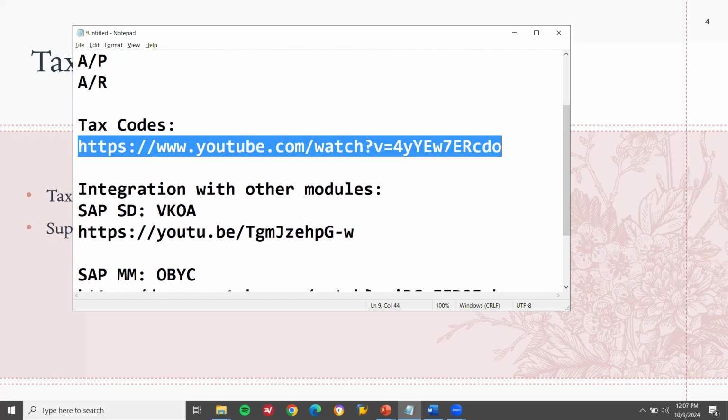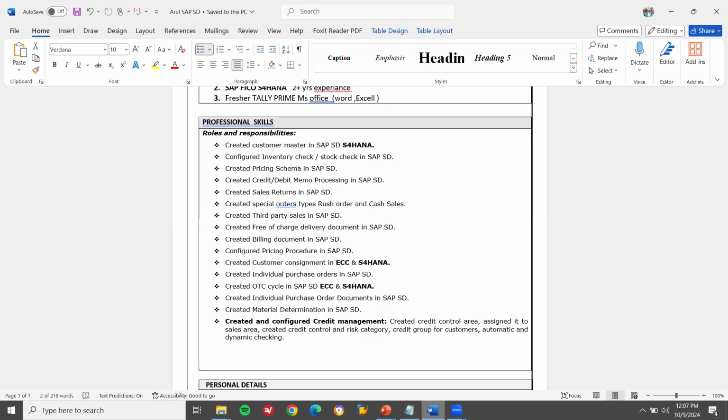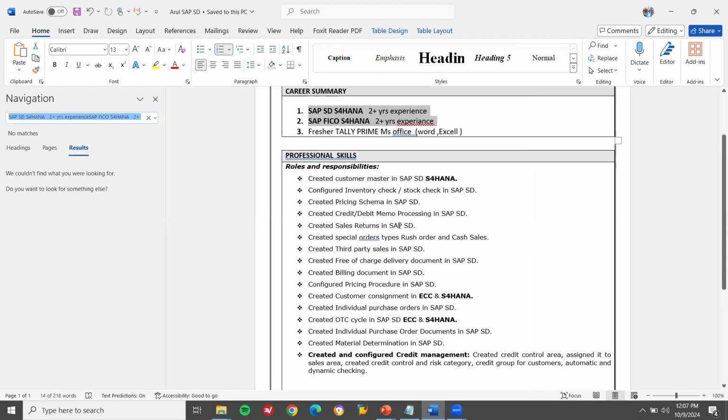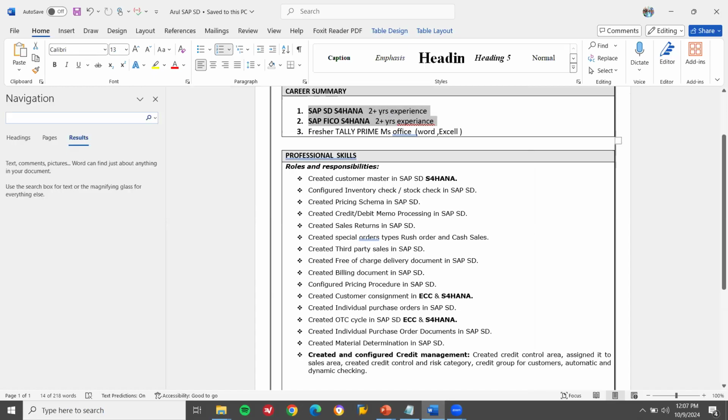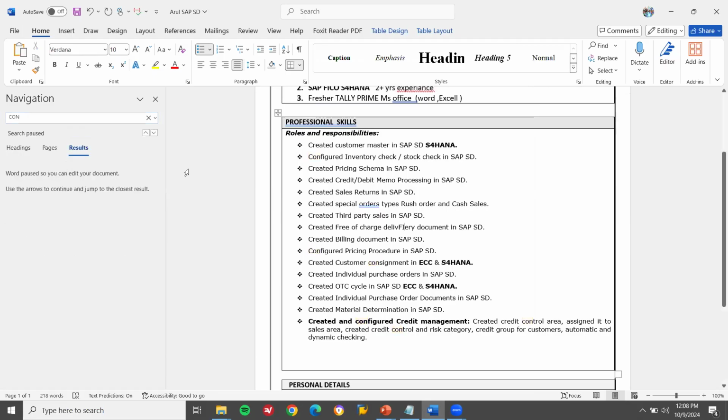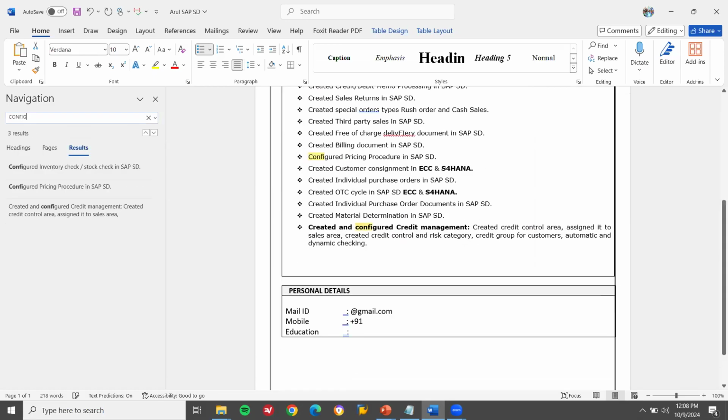See here, I have one more resume, of a person whose interview I have taken. He says he has 2 years of experience in SD and FICO. But when I check the configurations, I could see only 2 places configured: configured pricing procedure in SD and configured credit management.